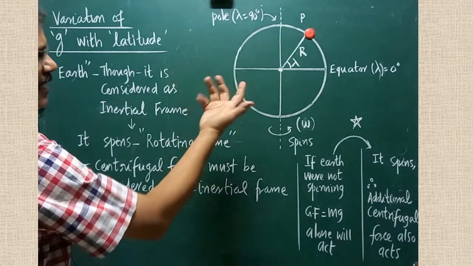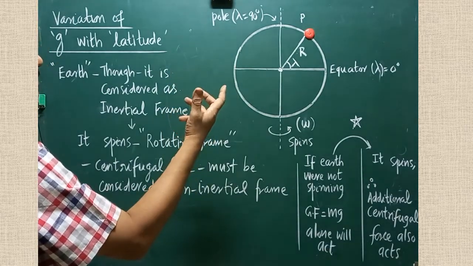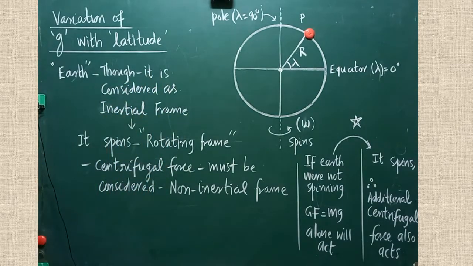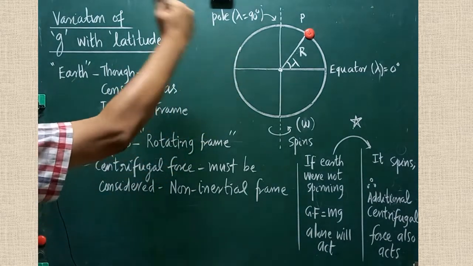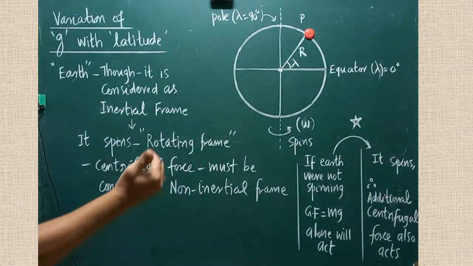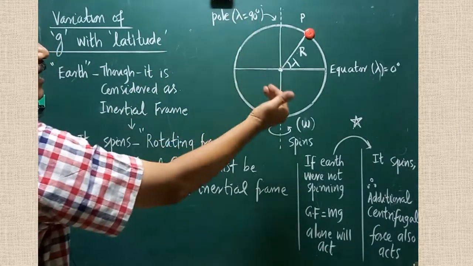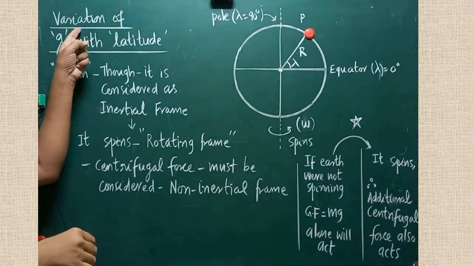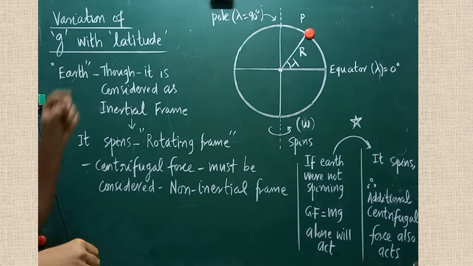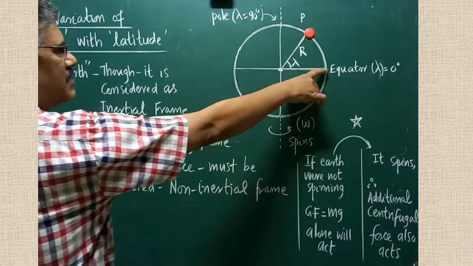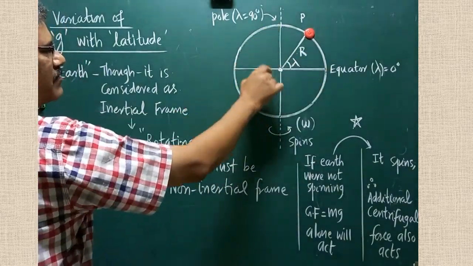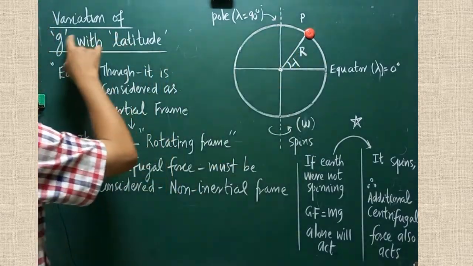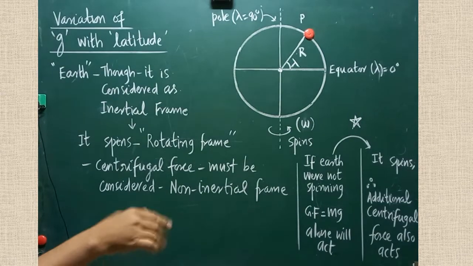Here, due to the spinning, what will happen? The value of g will change. Are you clear? So at various latitude levels, the value of g changes. That's why the title is given as variation of g with latitude. Here the value of g is different. Here the value of g is different. Are you clear? At various positions, the value of acceleration due to gravity changes.